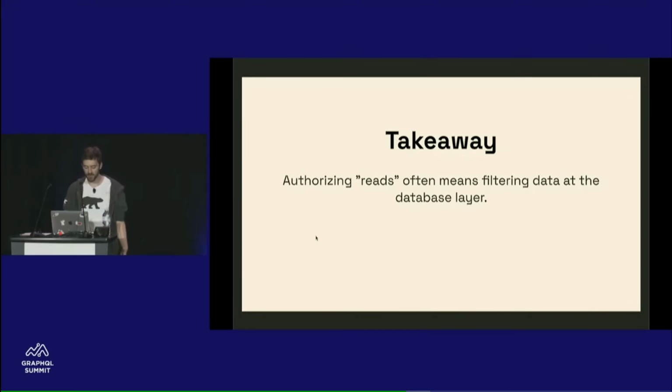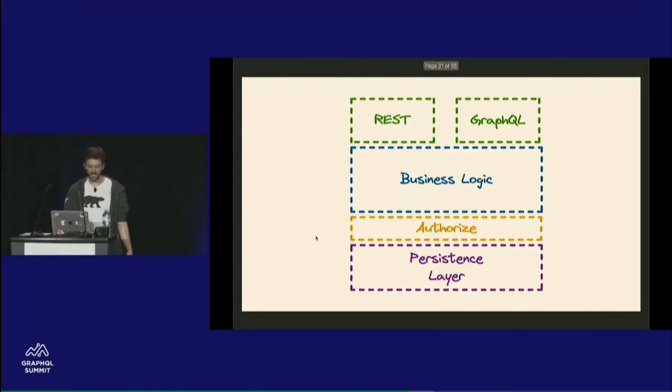I think it's really good to know about, when you're thinking about reading data, a really good way to think about the authorization part is as a database level filter. So you might redraw the diagram and have authorization as a little layer down here between business logic and persistence. It's another way to think of it.